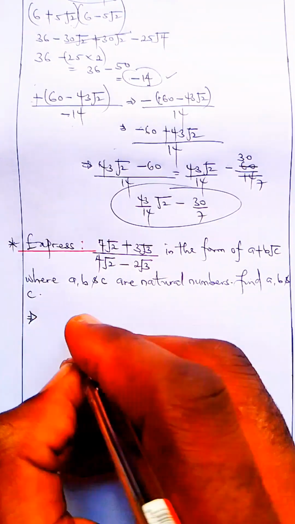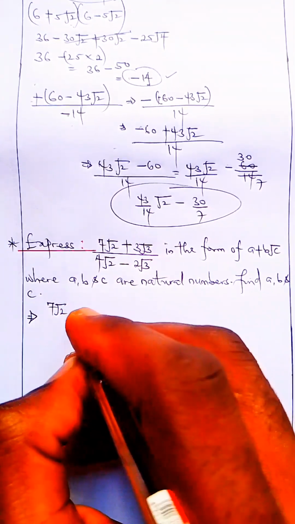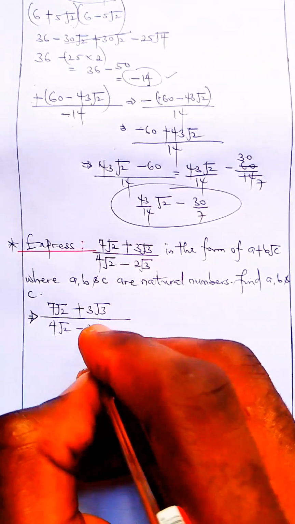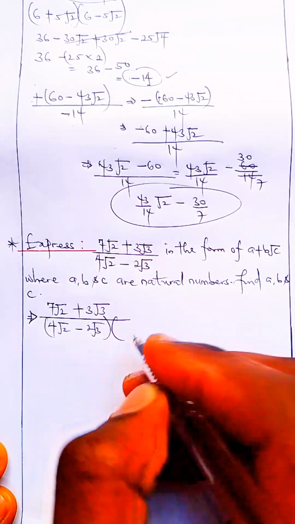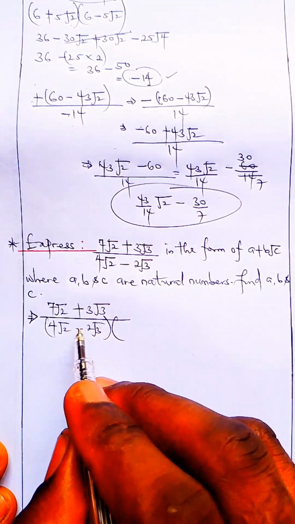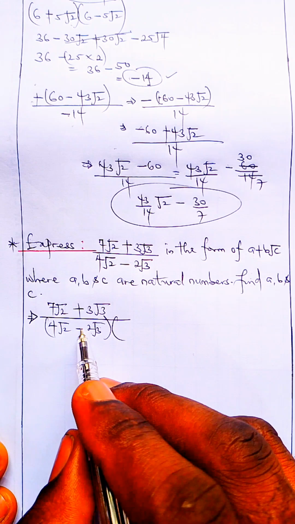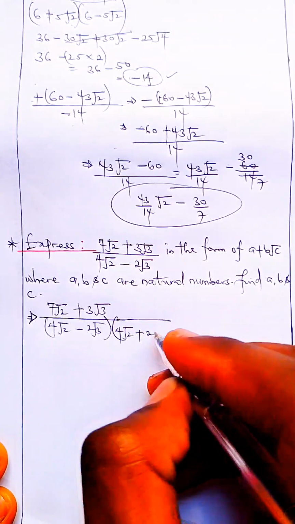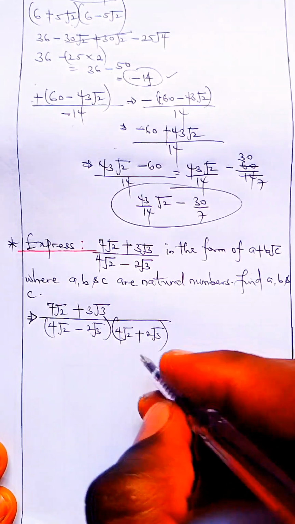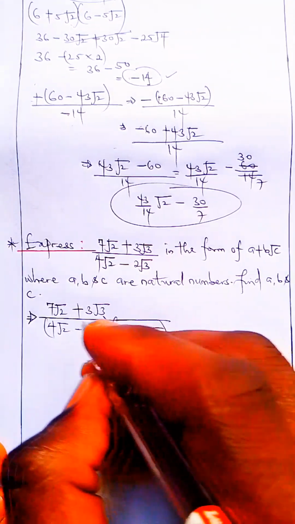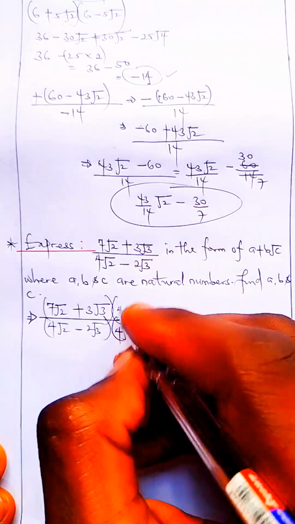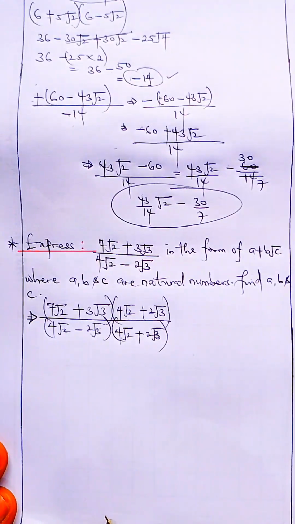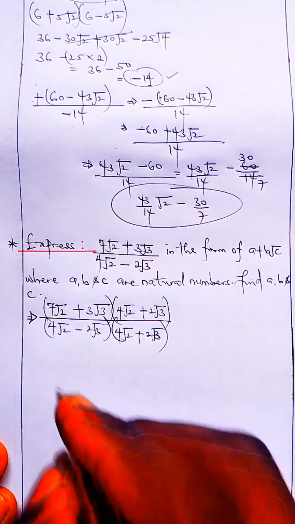So the first thing we do here is 7 root 2 plus 3 root 3 over 4 root 2 minus 2 root 3. So we're going to conjugate this. So how do we conjugate? We repeat this with just the opposite sign. So that will be 4 root 2 plus 2 root 3 right away. So whatever we do to this place, we also have to repeat it to the one on top. That will be 4 root 2 plus 2 root 3. So it's high time we got this expanded. So what's the first thing?